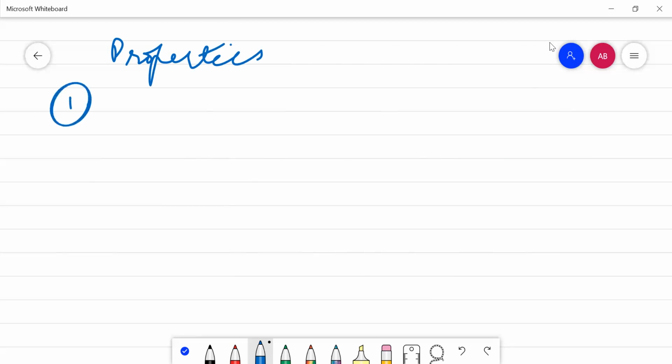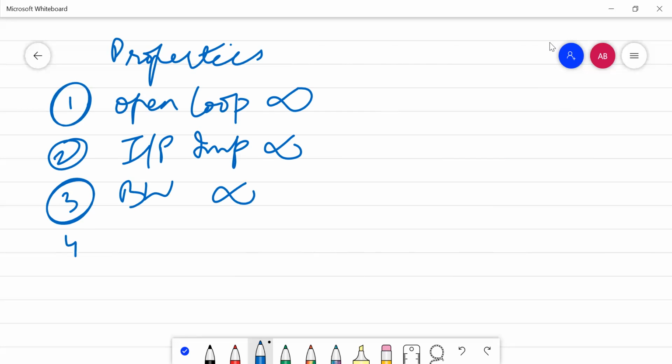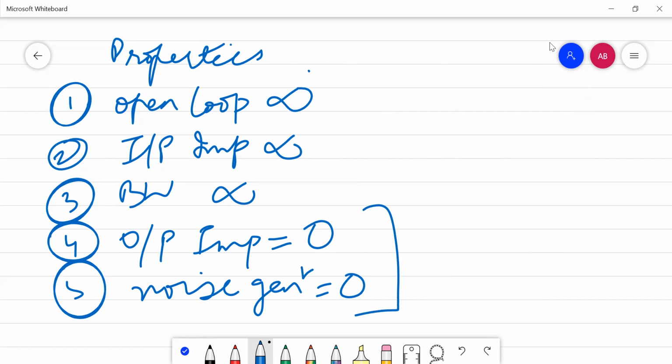The very first thing that we take is the open loop gain should be infinite. Second is the input impedance should be infinite. Then we talk about bandwidth, that should be infinite. And what we require to be 0 is output impedance, it should be equal to 0. And next is noise generation should be 0. So these two things we don't require, but these we require in a very high value.